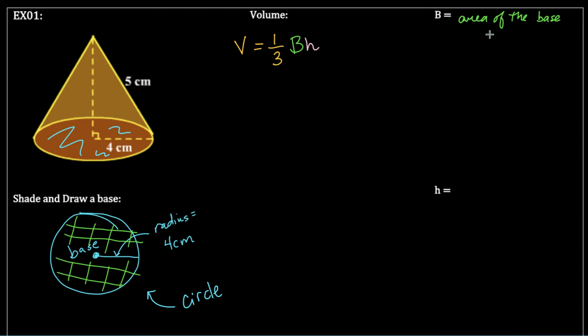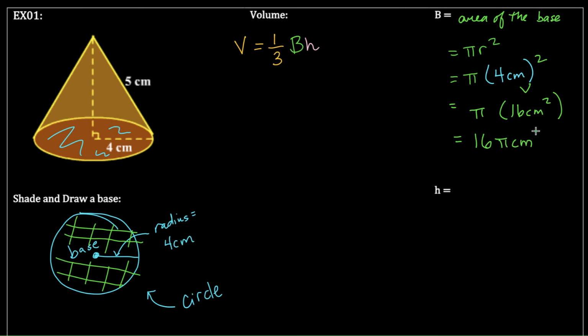And so to get the area of a circle, we have to do pi r squared. So pi times the radius, which is 4 centimeters, squared. So we get pi times 16 centimeters squared, which just becomes 16 pi centimeters squared. This is our exact answer.